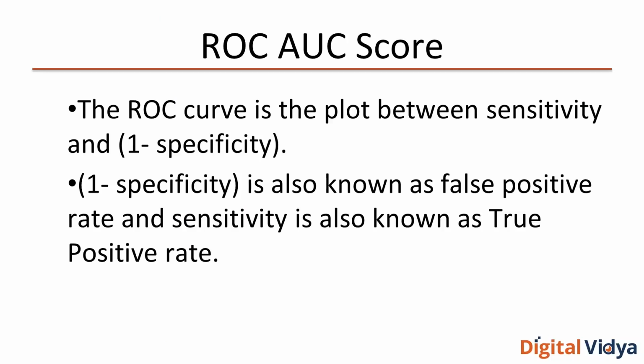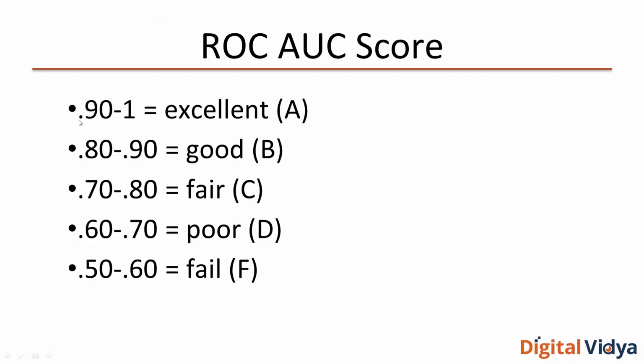As a rule of thumb, this is called the ROC score. If your ROC score is between 0.9 and 1, it's an excellent model. If it is between 0.8 and 0.9, it's a good model. Between 0.7 and 0.8, it's a fair model. Between 0.6 and 0.7, it's a poor model. If it is less than 0.5, it's even worse than random, a bad model.